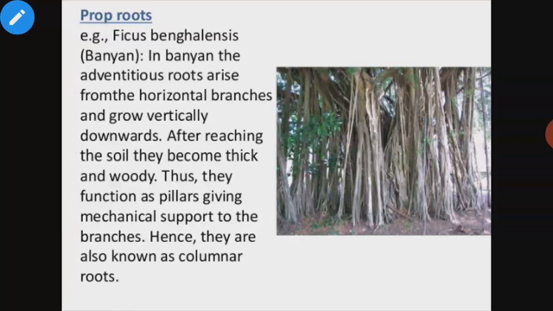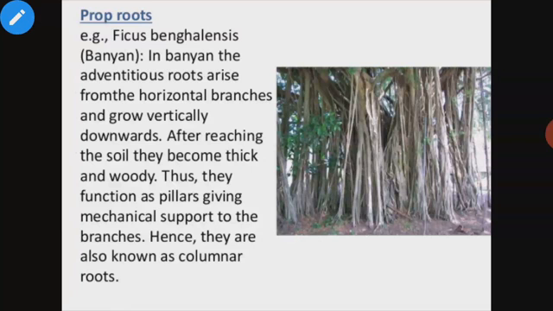Prop roots. Some roots are modified to provide support to the plant, such as in the banyan tree. Banyan trees have special roots coming out of branches and reaching the soil. They provide support to the banyan tree. These roots are called prop roots.